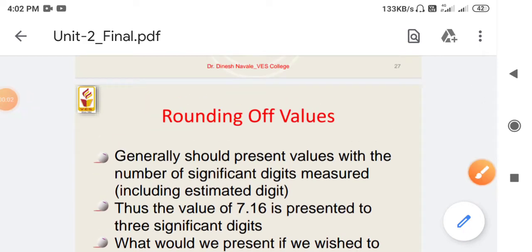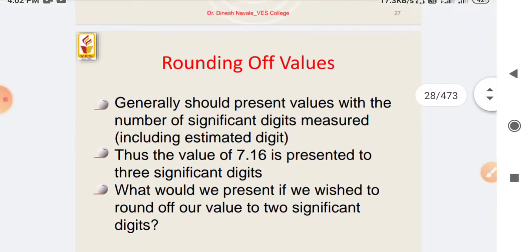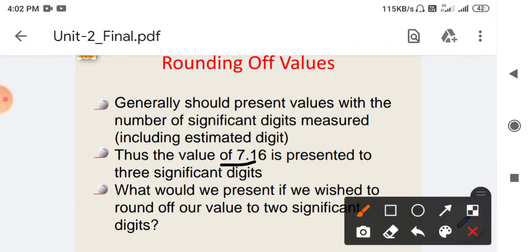So in the previous lecture we started with the rounding of values. What is necessary for rounding of values? We have seen the example of the length of a leaf, where we obtained the length as 7.16 centimeters. But generally we use a scale, and the scale has a least count of 1 millimeter, that is 0.1 centimeter.